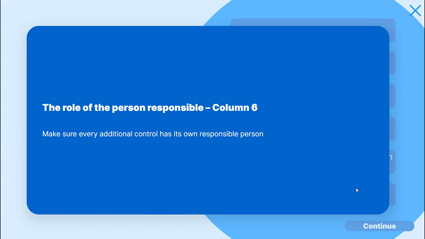The role of the person responsible. Make sure every additional control has its own responsible person.